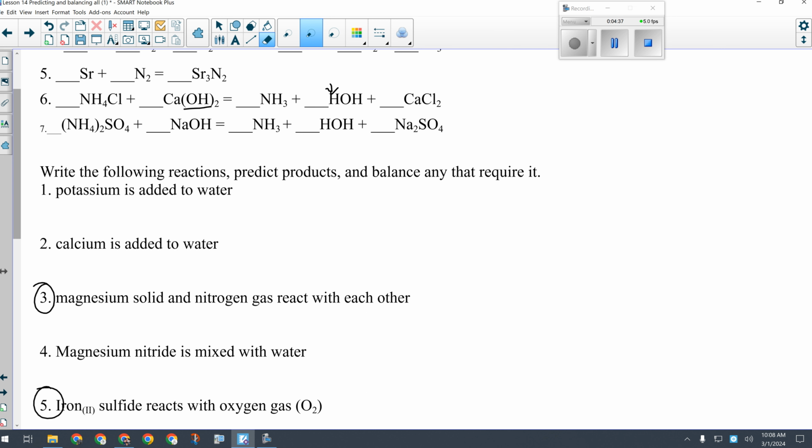So there's 2 chlorines on that side. If I put a 2 here, that'll balance my chlorines. It'll give me 2 nitrogens and 8 hydrogens. So I'm going to go over here and make sure I've got my 2 nitrogens. When I do that, it gives me 6 hydrogens. So I've got 6 hydrogens here, but I need to have 8. Where can I get another 2 hydrogens from?